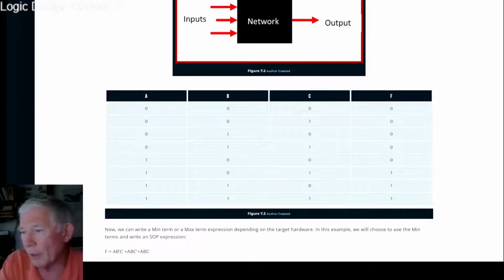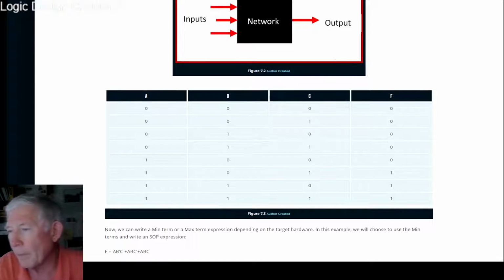We'll write the min and max expressions for this. This is just one example. We could use anything. So if we do the min terms, which rows would we select to take the min term from? Well, we know that the min term for row 0 would be A prime, B prime, C prime, and for row 1 would be A prime, B prime, C, and for row 2 would be A prime, B, C prime, and for row 3, A prime, B, C, and all the way down to A, B, C.